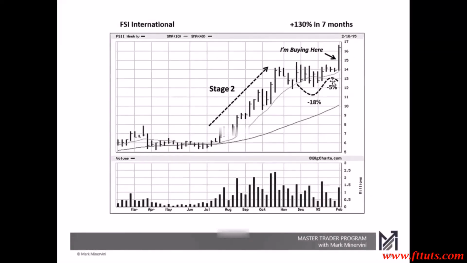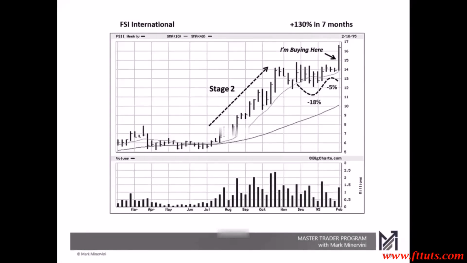Keep in mind, VCP, volatility contraction pattern, is a characteristic. It is a pattern, but it is a characteristic also of many patterns. So again, here you come down 18%, and that right side, just a 5% pullback. This is a weekly chart. You're going to see this on a weekly, and you're going to see it on a daily.